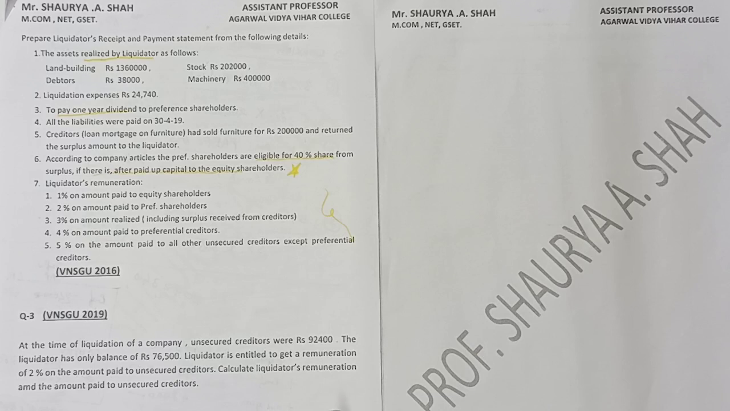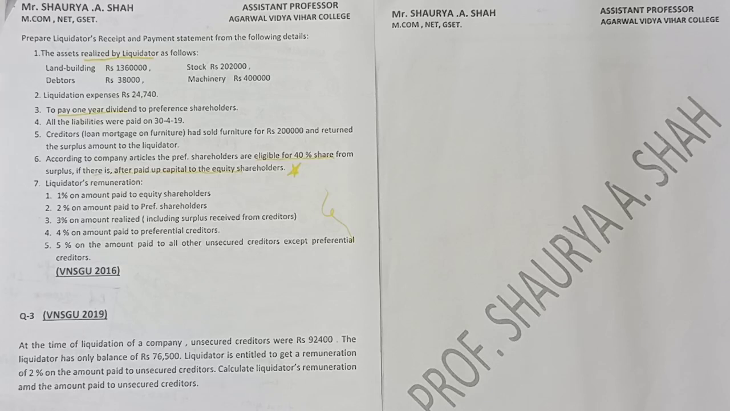Unsecured creditors were 92,400. What is the balance which is left with liquidator? That is 76,500, right? So liquidator is entitled to get a remuneration of 2%. Now the problem is the total amount to be paid is more and the balance left out is less, that is 76,500. So you need to pay liquidators remuneration also and you need to pay unsecured creditors also. So both are to be paid from 76,500 only, right? Such kind of sums are repeated every year in university. Very simple logic behind it, you need to just remember one equation.